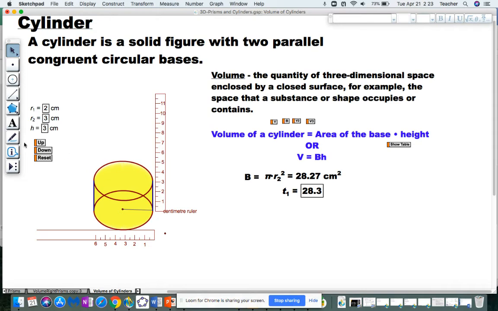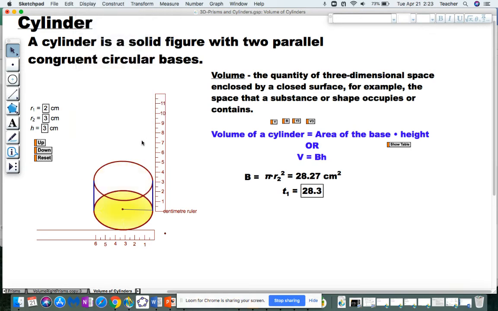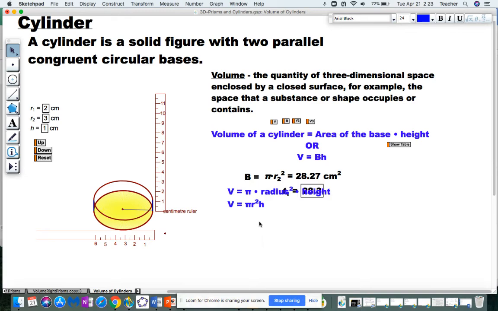Now the height in this one, we'll start out as 1. We'll say height is 1. So the area of the base is going to be that 28.27.